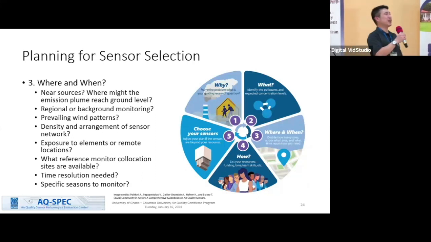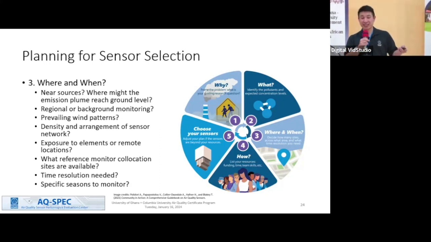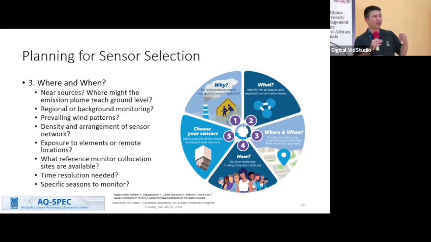And then also, finally, what specific seasons to monitor. So for example, in the United States, we typically think about winter and summer as different kind of time regimes where low-cost sensors might perform differently. But here, it might be the dry, wet season, when the harmattan is going on and when it's not. Because then there's probably a different composition of particles that are impacting the readings of the sensors.